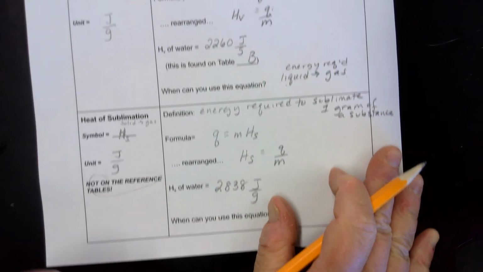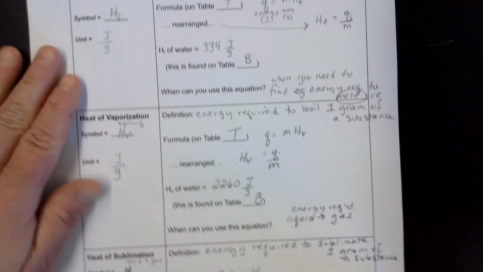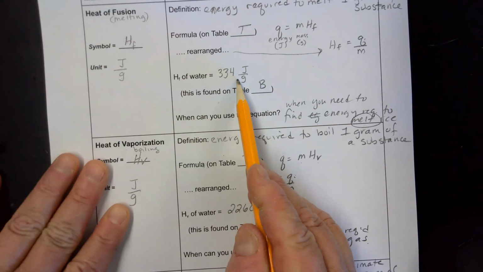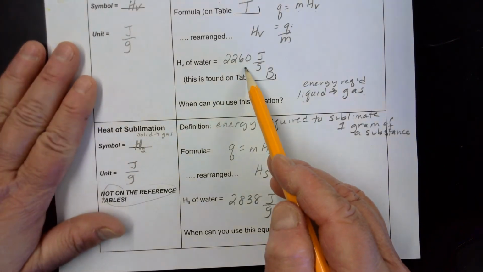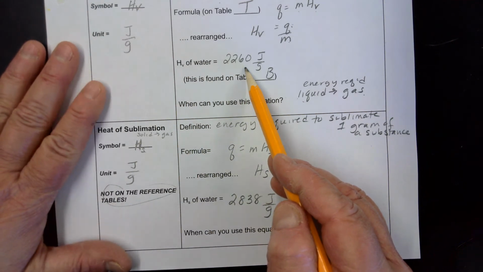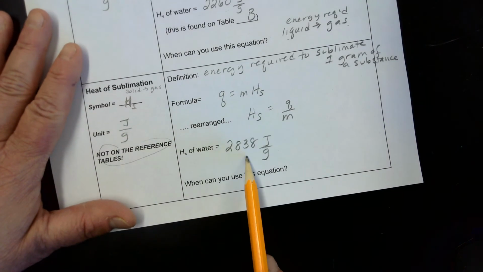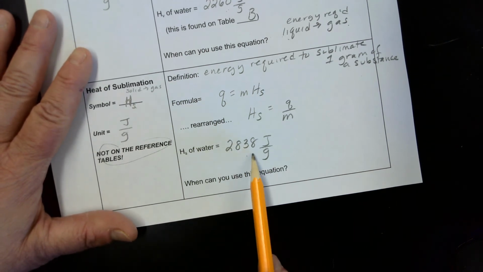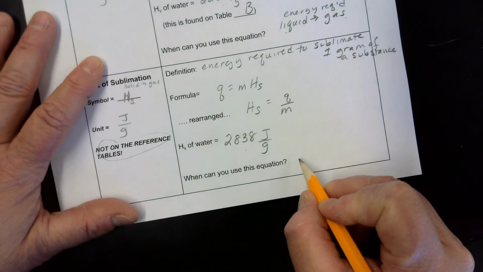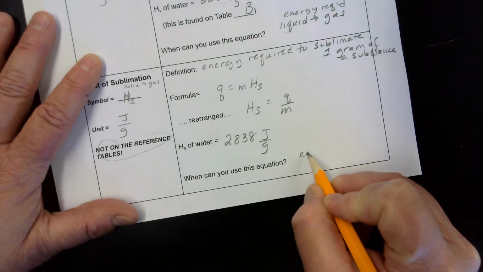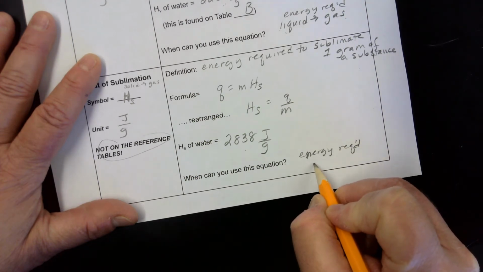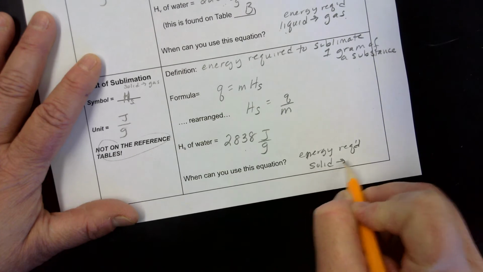So you can see it takes progressively more energy. From melting, where you're only going from a solid to a liquid, you're not separating the particles very much. When you are boiling from a liquid to a gas, you are separating the particles quite a lot, and you're again separating them even more going from a solid to a gas, so it takes more energy. So you'll use this equation whenever you are trying to find the energy required to go from a solid directly to a gas.